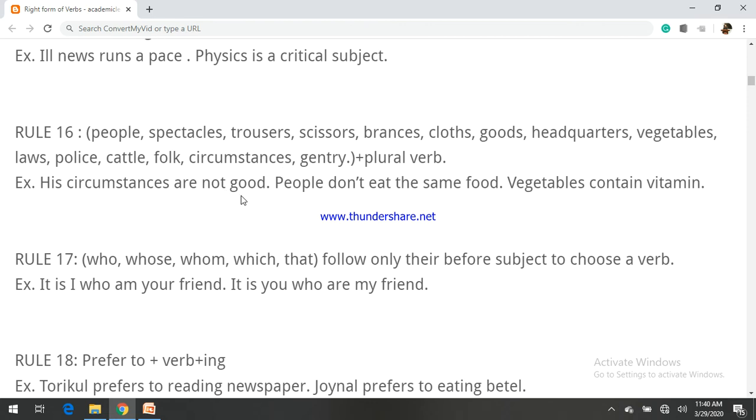These circumstances are not good. That means these circumstances, a plural subject. That's why here the plural verb are. And people, people don't. People is plural. A number of people, not one or two, but 3, 4, 5, 6 or more. That's why don't, not doesn't. Vegetables, not one or two vegetables, all kinds of vegetables maybe. Contain, not contains. Vegetables contain vitamins, that's why contain. A plural verb follows a plural subject, or a plural subject follows a plural verb.